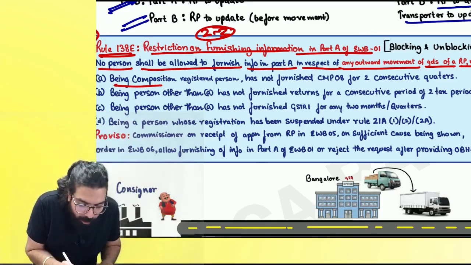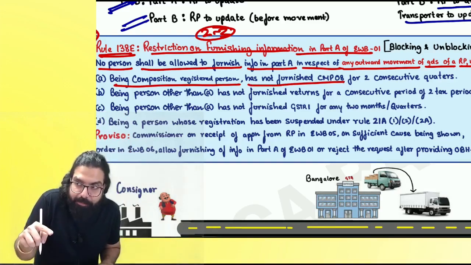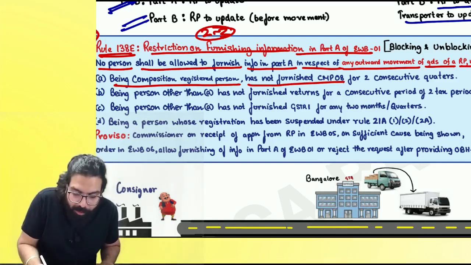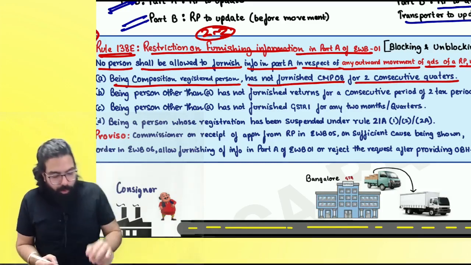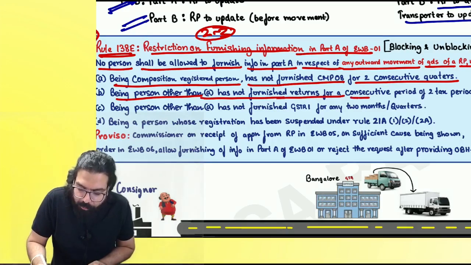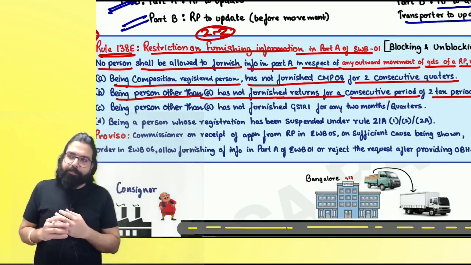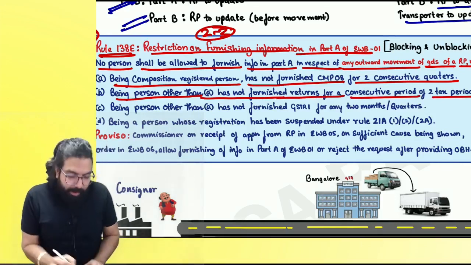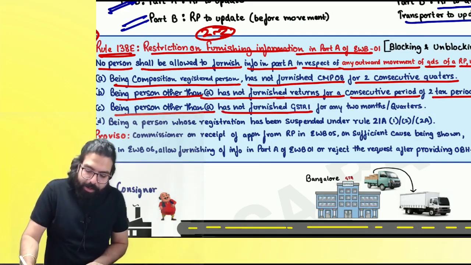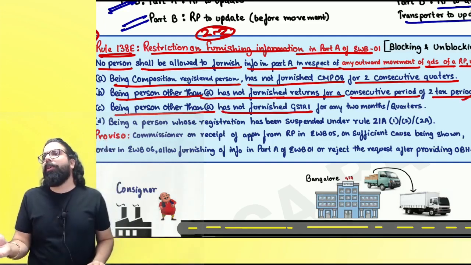When you are a composition registered person and you have not furnished CMP08 payment and intimation, quarterly payment, then intimation is given in CMP08. You have not furnished for consecutive 2 quarters. Being a person other than A has not furnished return for a consecutive period of 2 tax periods. What do you mean by 2 tax periods, everyone? 2 months. And then being a person other than A has not furnished. Basically, can you tell me, being a person other than A means other than composition dealer?